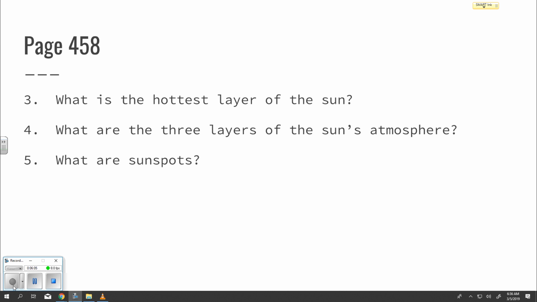Question 4, what are the 3 layers of the Sun's atmosphere? Photosphere, chromosphere, corona.